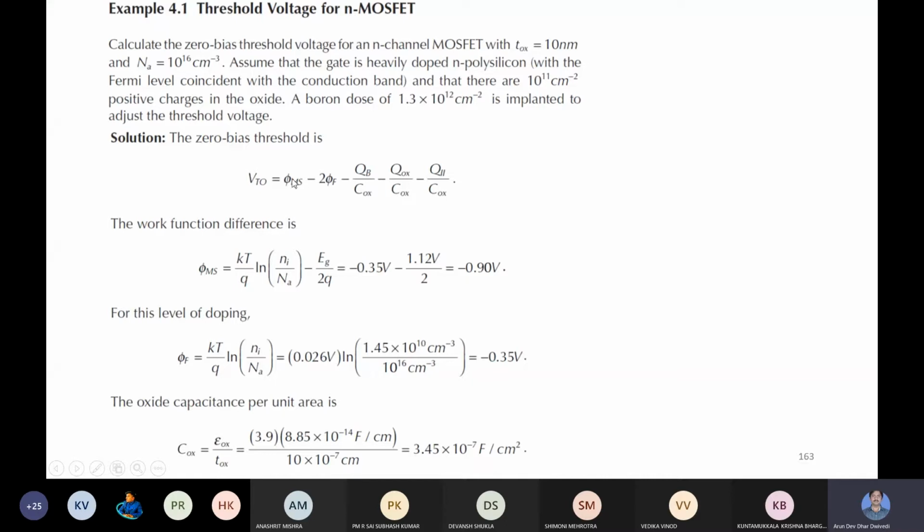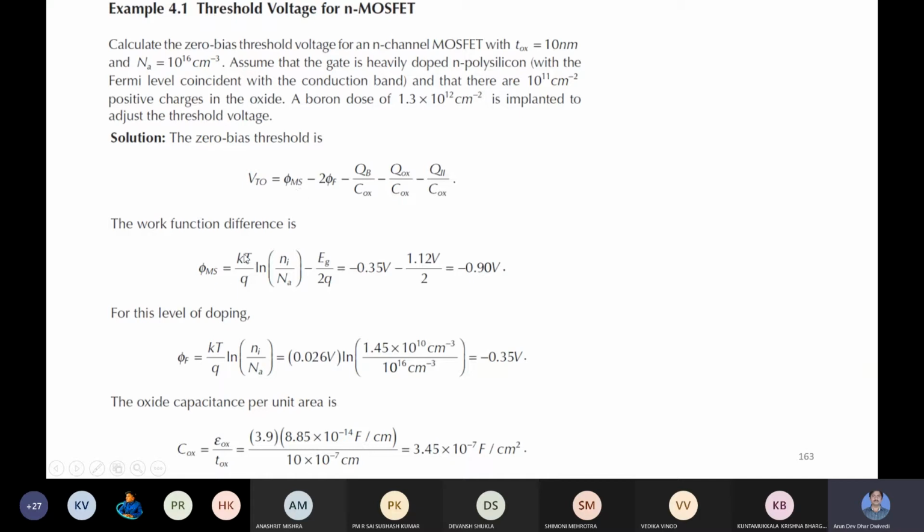Vt0 is calculated as phi ms minus 2 phi f minus Qb by Cox minus Q oxide charges by Cox minus the ion implanted charges. To adjust the threshold voltage, additional ion implanted charges are also there, so Qii, ion implanted charges, divided by Cox. Phi ms is the work function difference between the semiconductor and the gate. If it is metal, then between the metal and silicon, and if it is polysilicon, then between the silicon and the polysilicon.